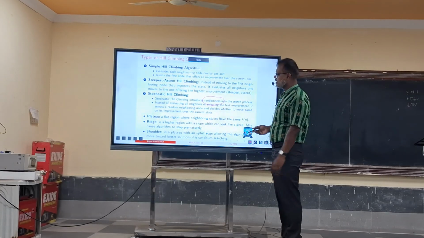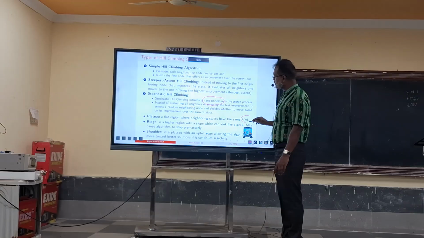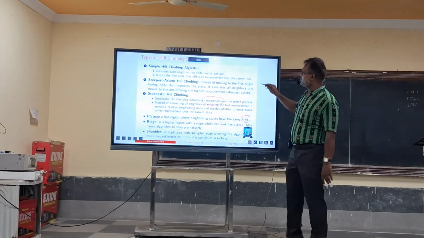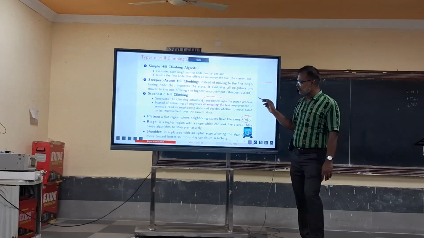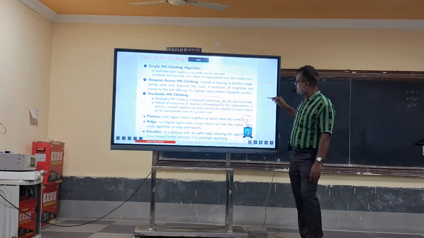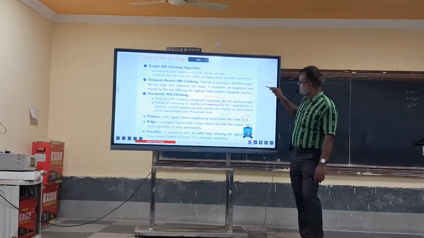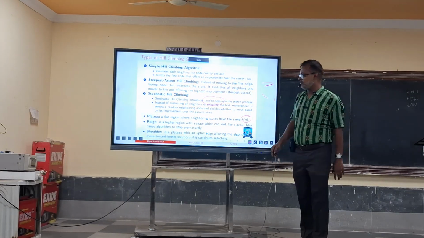Plateau is a flat region where neighboring states have the same objective function. I have just shown you the plateau. Ridge is a higher region with a slope which can look like a peak. This may be a peak or something like this. This may look like a peak, but actually it is not a peak, it's a ridge.